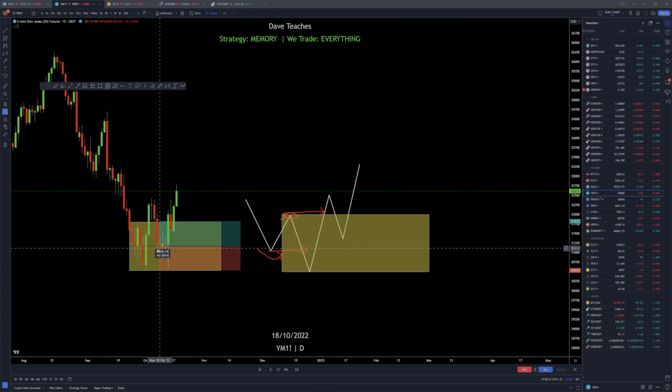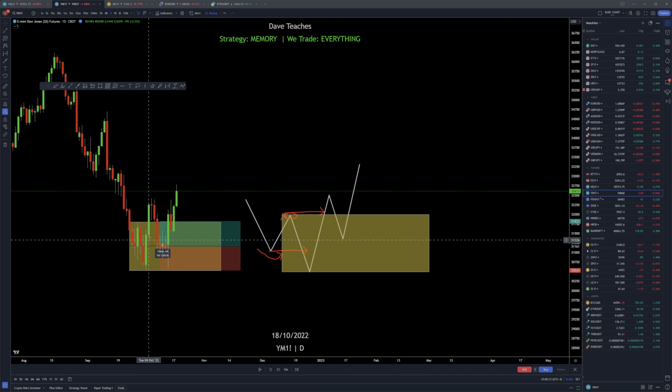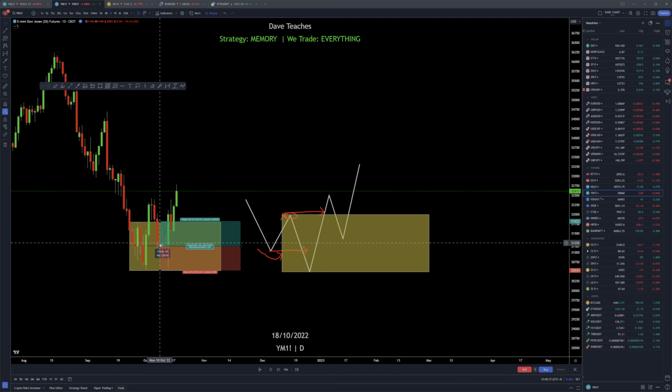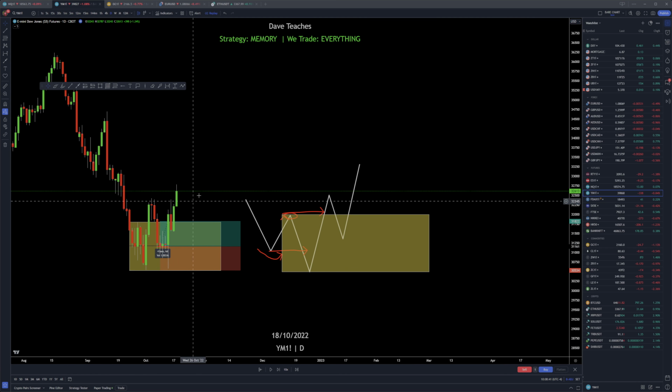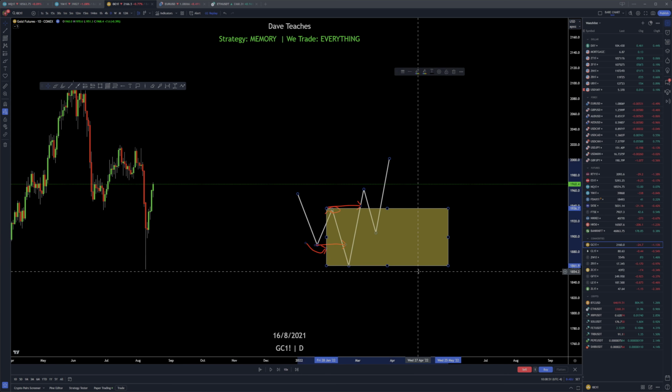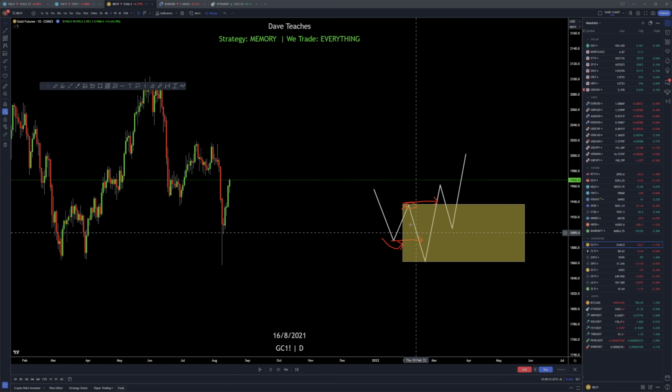So look at how long you'd be in this entry if you're using the candlestick structure flip on a higher time frame versus a lower time frame. But it happens on every asset class. This is US 30. The last one was NQ. Now, if we take the same thing over to gold, this is our template, right?